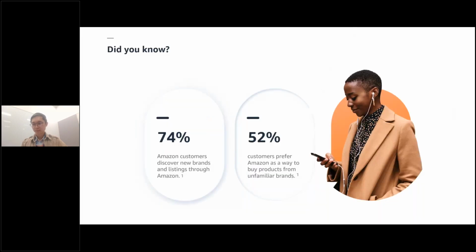So, just to start off the session, we see that almost 74% of Amazon customers discover new brands and listings through Amazon. And almost half of the customers prefer Amazon as the primary way to buy products from brands that they've never heard of before. So what this means is that it's good news for our Singapore sellers or people watching this webinar. People on Amazon are very open to new brands and they are willing to purchase new brands. You just need to be able to reach them and convince them to buy.